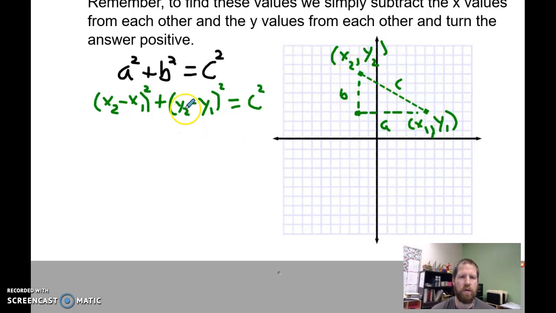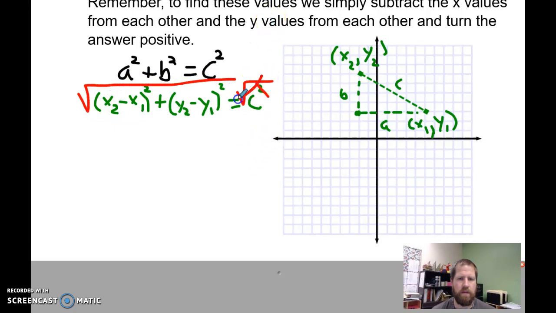So now we're going to simplify it a little bit more because we don't want c squared. We want just c by itself. We want this distance. All right. So to get rid of that squared, we're going to come through and square that and square that.